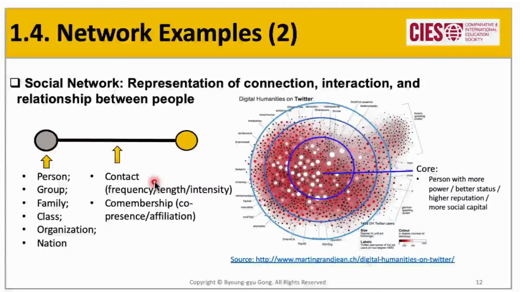But thanks to the recent development of big data and data mining, the size of social networks has been dramatically enlarged, and it enabled researchers to have a more bird's-eye view of social network phenomena. The given picture shows the Twitter network. In this picture, the core entails persons with more power, reputation, or better access to social capital.